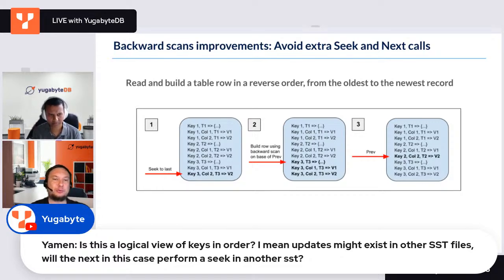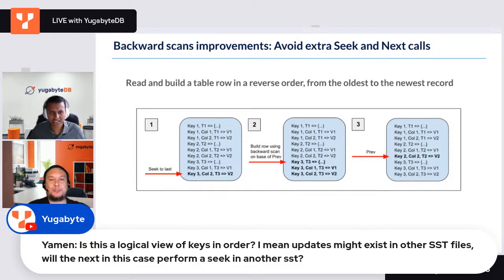Under the hood, we have a big hierarchy of different iterators, and they are responsible for reading from files, merging the data from these files, and so on and so forth. So yes, this is a high-level view of how this is happening, without low-level details.